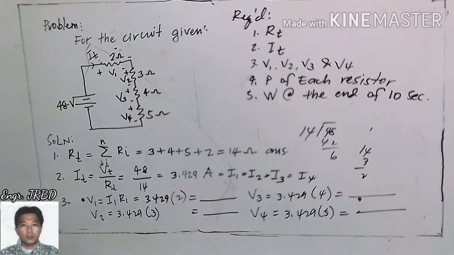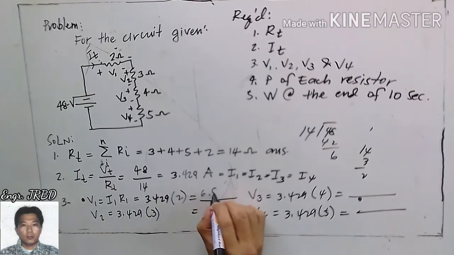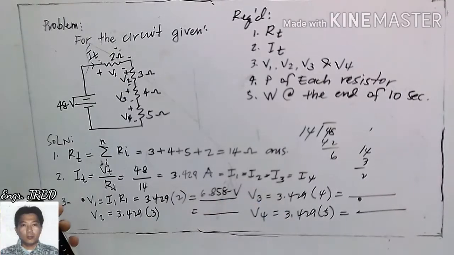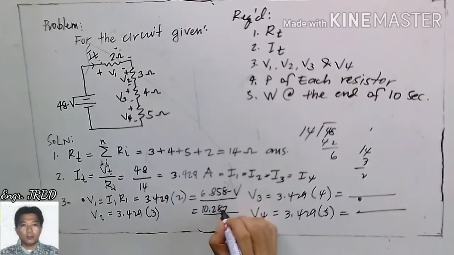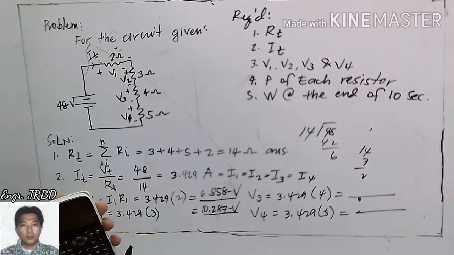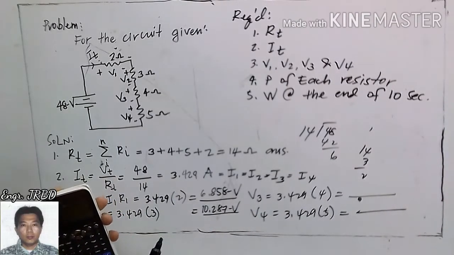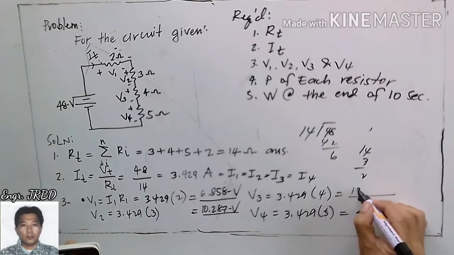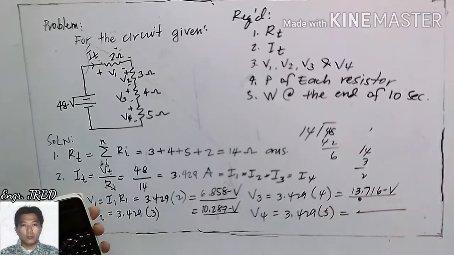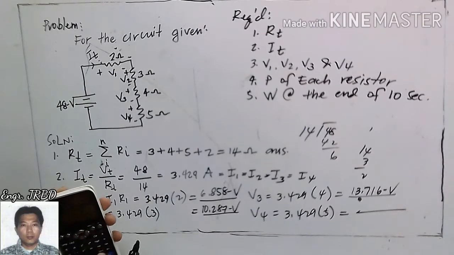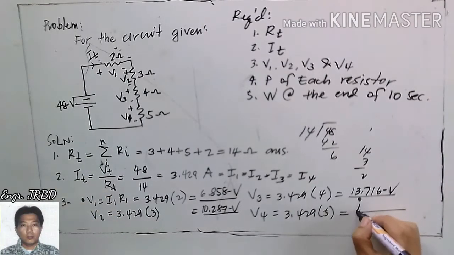So this is 3.429 times 2, 6.858 volts, 10.287, 13.716, and the last is 17.145.